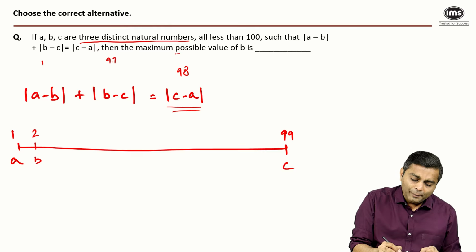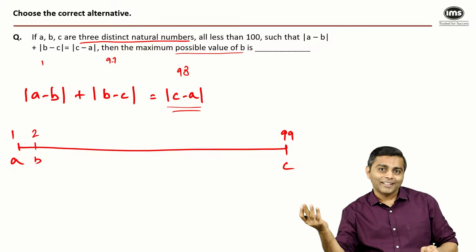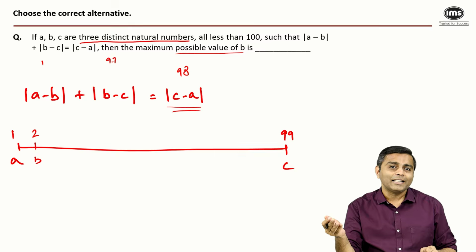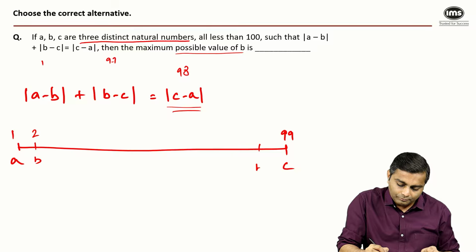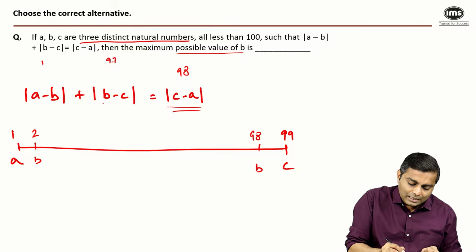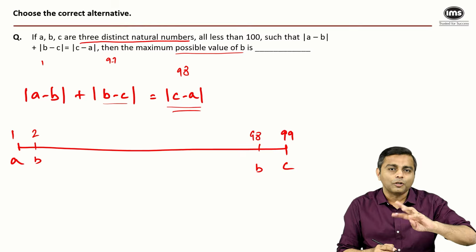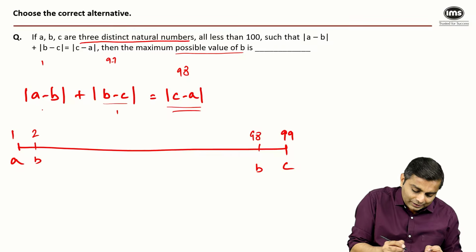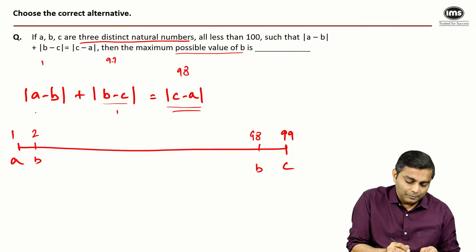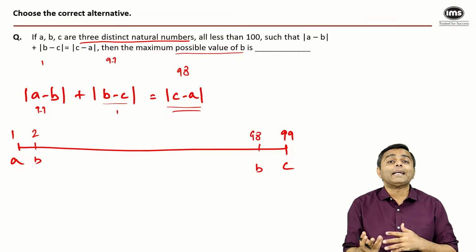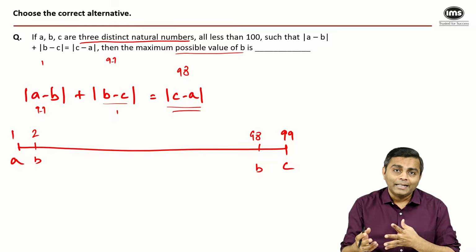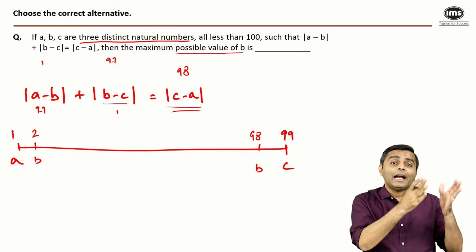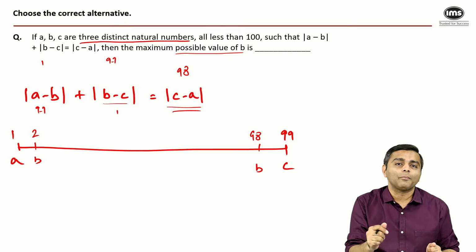We are trying to find the maximum possible value of B. Let's go to the other end now. On the other end, C is already 99. B can't be 99. If you take B as 98, what happens? C minus B, B minus C, it's mod, so it doesn't matter. This is 1, and this is 97. So 97 plus 1, 98. B can't go more than that. So the maximum possible value of B is 98, such that the addition of the two distances is 98.